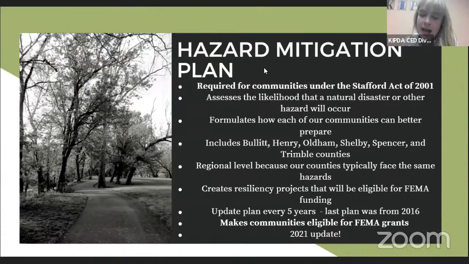We update the plan every 5 years. Our last update was in 2016. Again, most importantly, this makes our communities eligible for FEMA funding. So we're working on our 2021 update and hope to have this finished by this fall of 2021, give or take another pandemic or disaster.